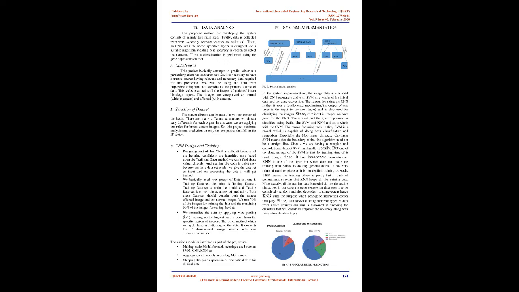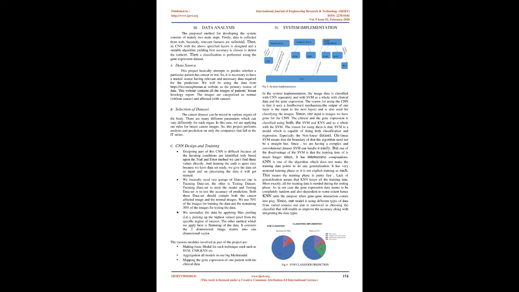A. Data source. This project basically attempts to predict whether a particular patient has cancer or not. So, it is necessary to have a trusted source having the relevant and necessary data required for the prediction. We will be using the data from the becominghuman.ai website as the primary source of data. This website contains all the images of patients' breast histology reports. The images are categorized as normal, without cancer, and affected, with cancer.